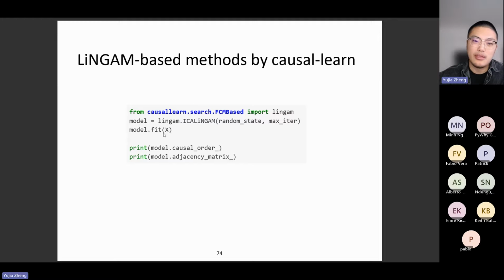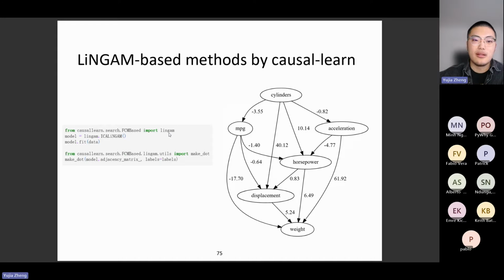We just input our data here and we can get the causal order and also the adjacency matrix. And yeah, in the Auto MPG.